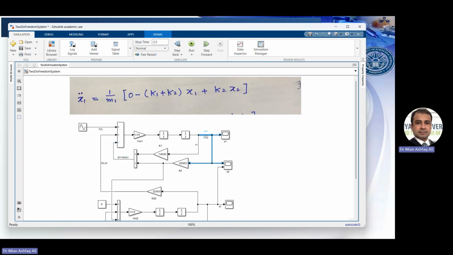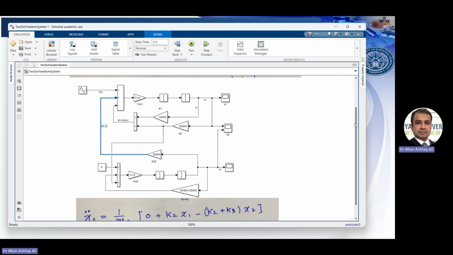So the x1 signal is taken, multiplied with k1, then provided here. X1 is taken, multiplied with k2, then provided here. So the sum is compiled here with a negative sign. So this becomes x1 double dot. Then if we integrate it, it becomes x1 dot. And integrating one more time, we get x1. We can clearly see that there is x2 involved with the multiplication of k2. So here is x2, being multiplied with k2, and we have that signal as well. This link is the reason both masses are coupled in some manner, right?